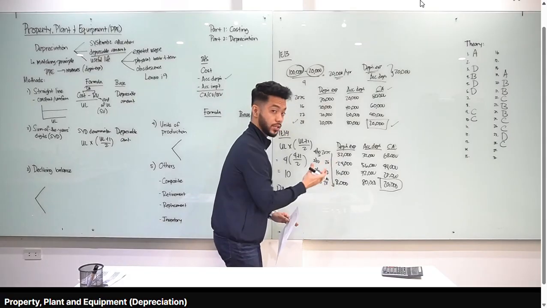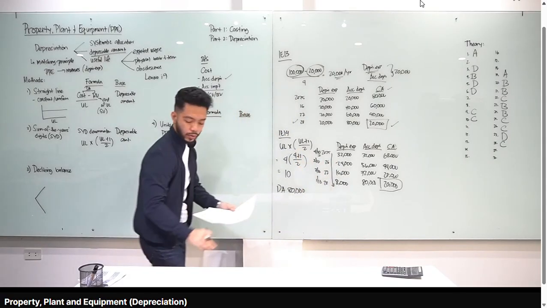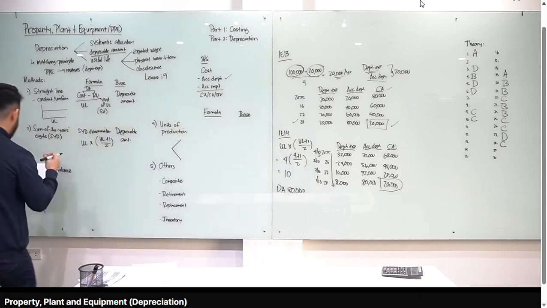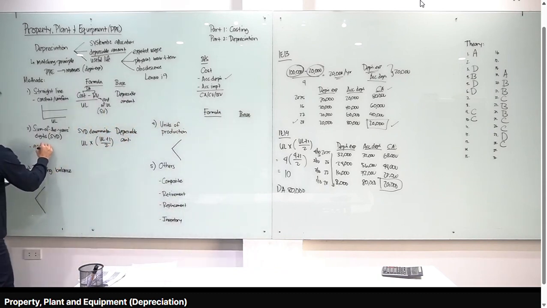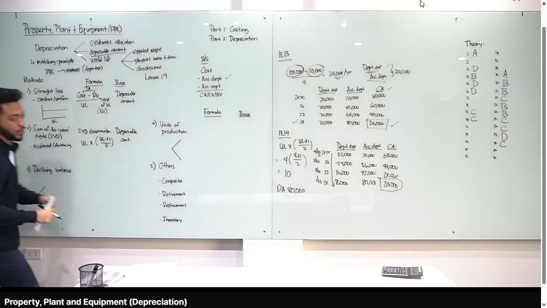32, naging 24, naging 16, naging 8. Kasi nga, yung multiplier natin, bumababa siya. Okay? Kaya, class, ang tawag natin sa SYD, this is an example of accelerated or decreasing depreciation methods. Okay, kung mapansin mo, pababa siya.